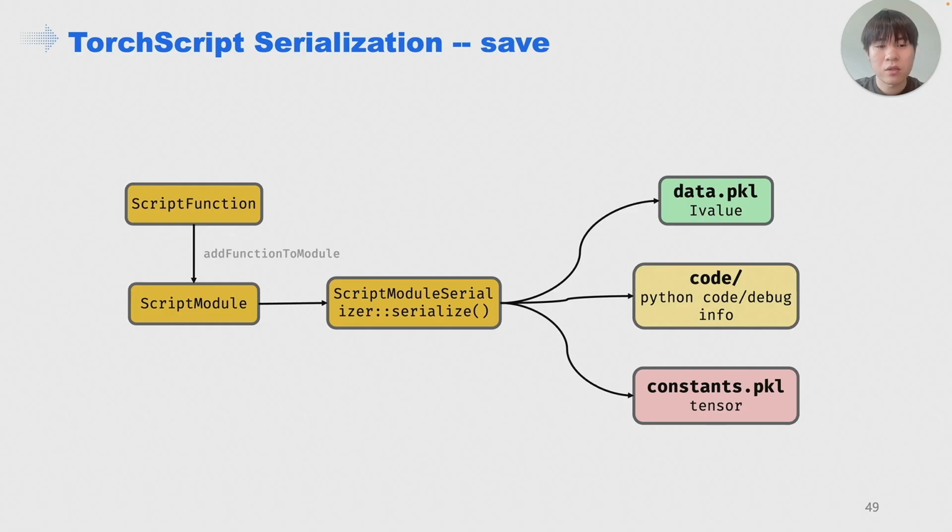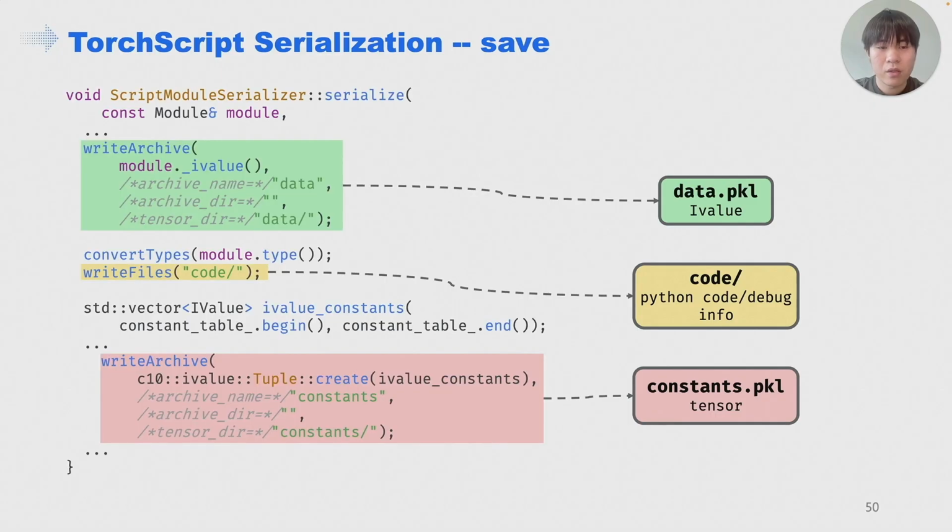Let's see how script function and script model are serialized. Script function has an additional step compared to script model. It needs to be converted to script model first. After that, both call serialize for serialization. During the serialization process, some information is stored in the data pickle and constants pickle in pickle format. Additionally, it saves the Python code converted from IR and debug info to the code folder.